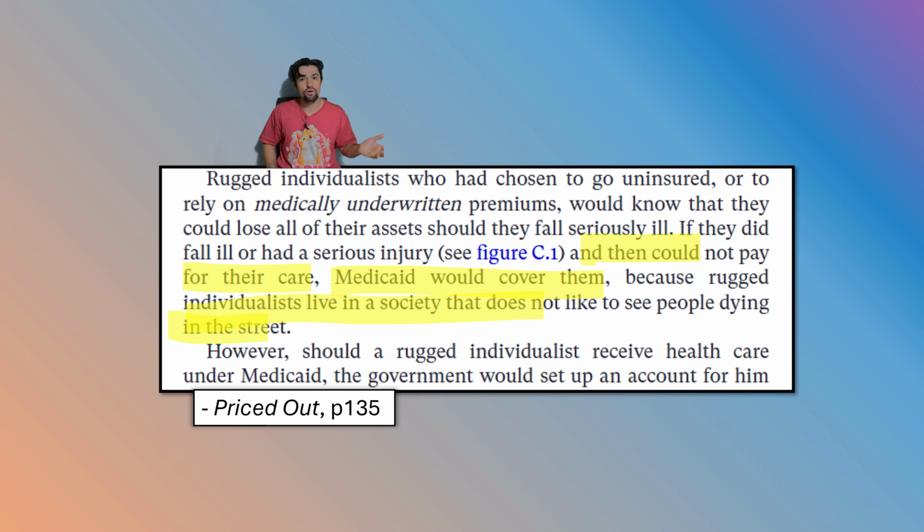Reinhardt's not a barbarian though. If someone did choose option B and tried to make it on their own and they couldn't afford it, should have gone with A, they would still be eligible for Medicaid.